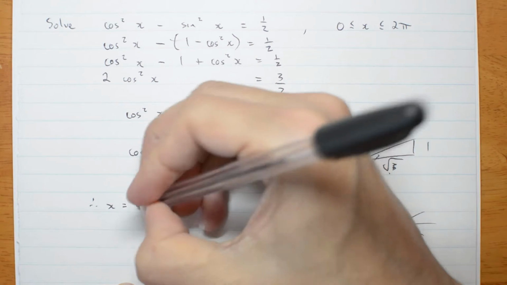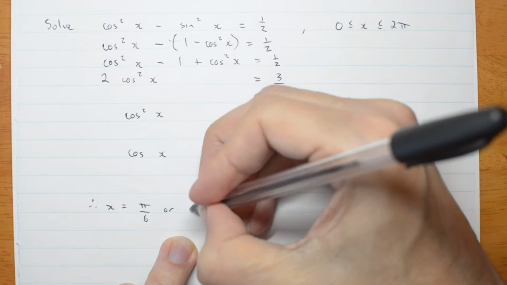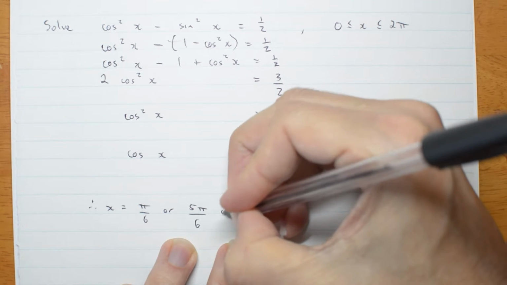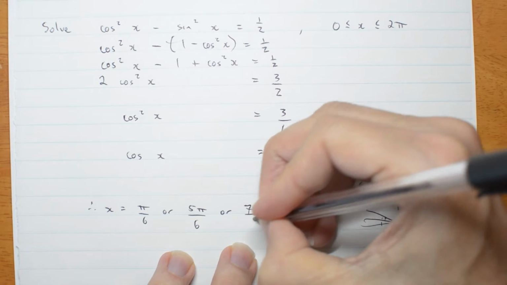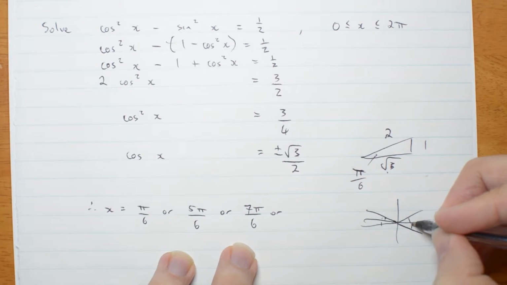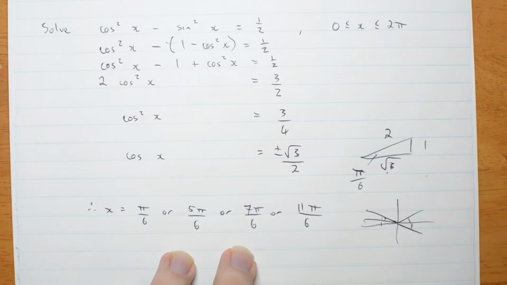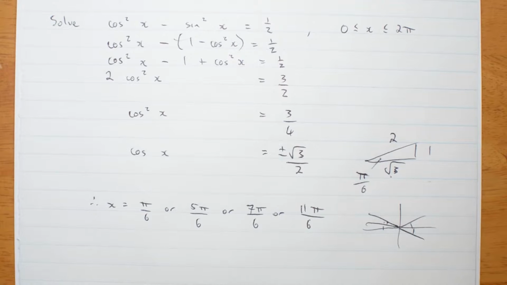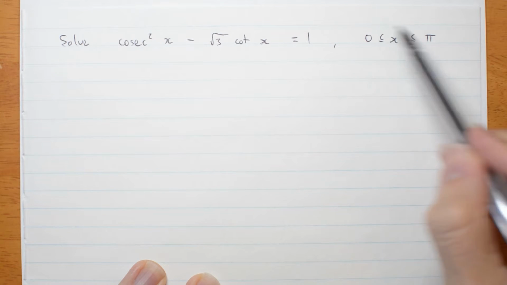That means x could be pi on 6, or pi minus pi on 6, 5 pi on 6, or pi plus pi on 6, 7 pi on 6, or 2 pi minus pi on 6, 11 pi on 6. 4 possible solutions. Let's try another. Cosec squared x minus root 3 cot x equals 1 for x in the first 2 quadrants only.